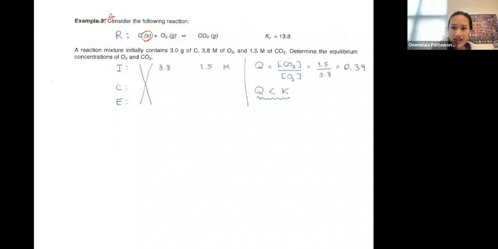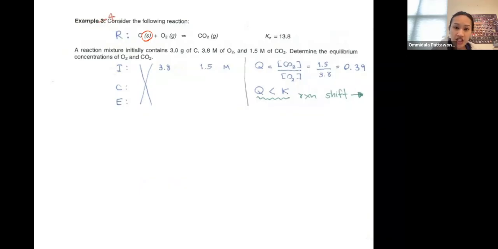0.39 indicates that Q is less than K. So at this point, it's not at equilibrium yet. At this point, we have more of the reactant than the product. Therefore, the reaction would shift in order to minimize the reactant and produce more of the product. So it's going to shift toward the product.